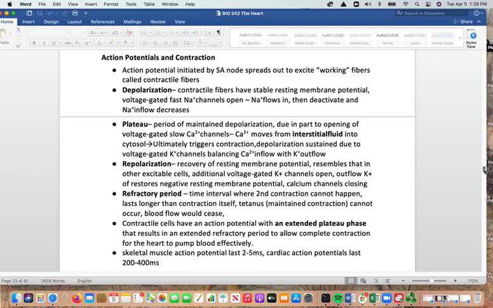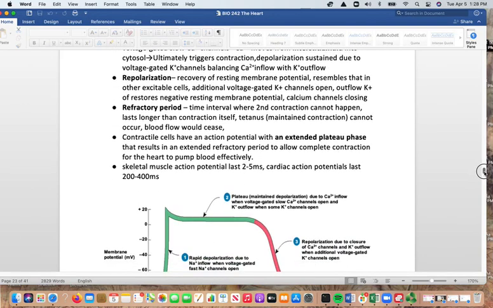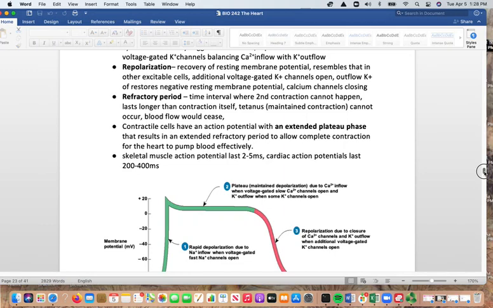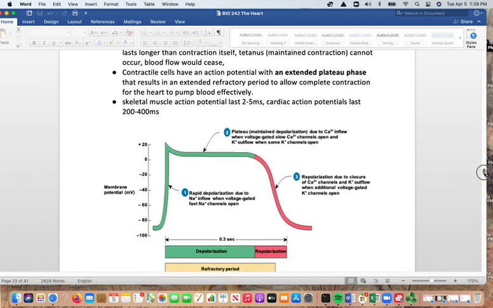So the contractile cells have an action potential that has an extended plateau phase. That's going to give it a longer refractory period to complete the contraction. So for skeletal muscle, the action potential lasts only 2 to 5 milliseconds. Cardiac action potentials last 200 to 400 milliseconds.